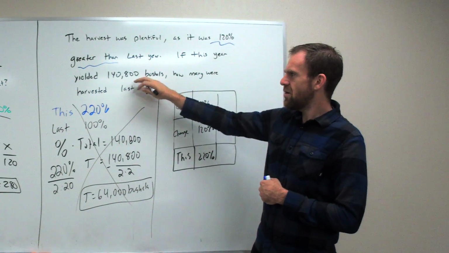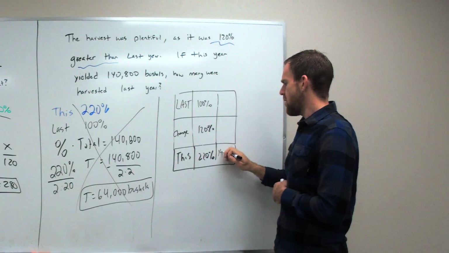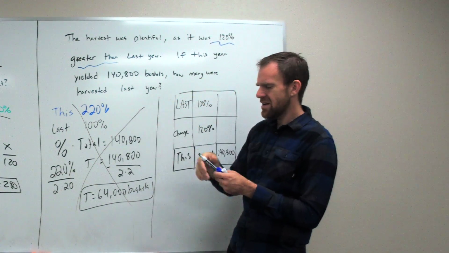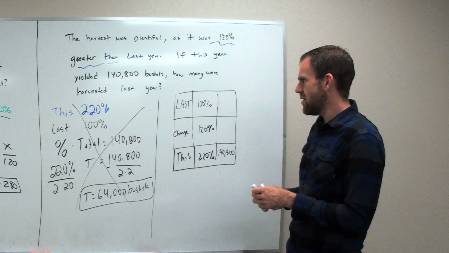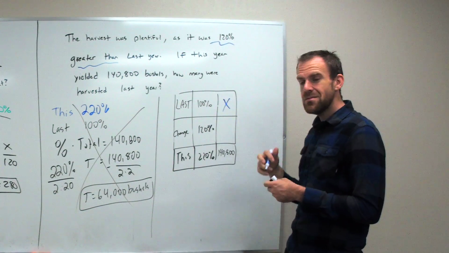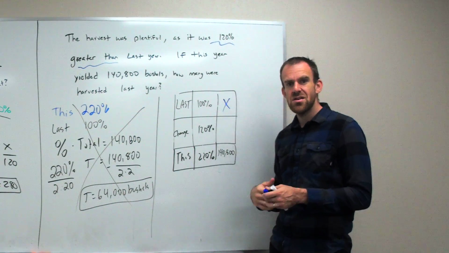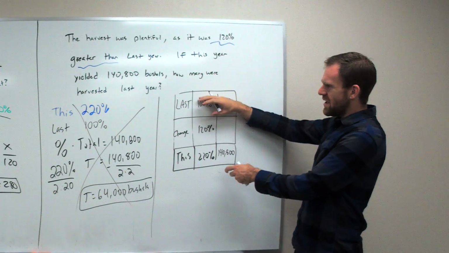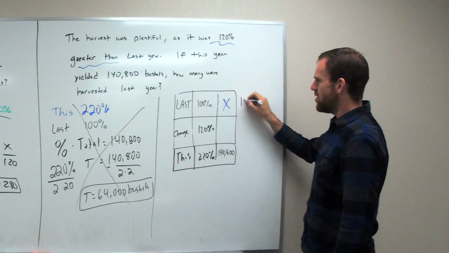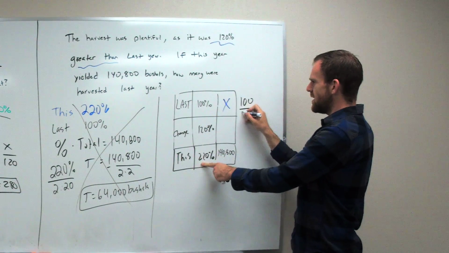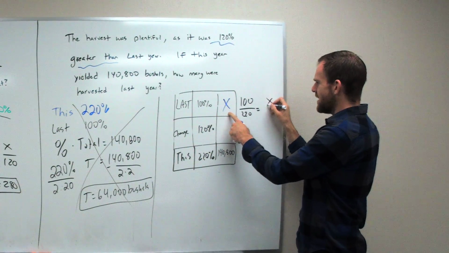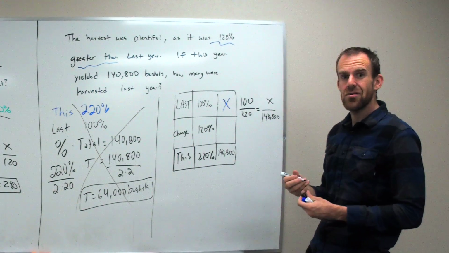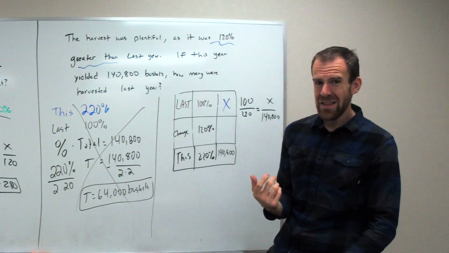Now, this year we know we have 140,800, and they're asking us how many were harvested last year. So we're solving for this number. Sometimes they'll ask you to solve for the change. And so setting up the table really helps you. Now I'm going to take this row and this row. So I have 100 divided by 220 is x over 140,800. From there, you can cross multiply and solve. I would highly recommend that.